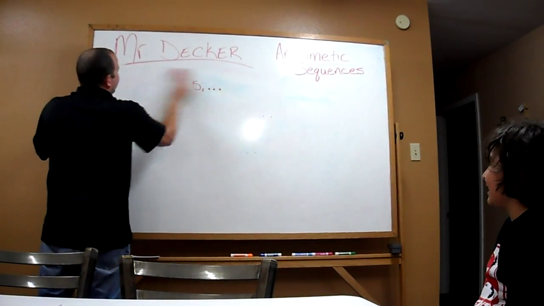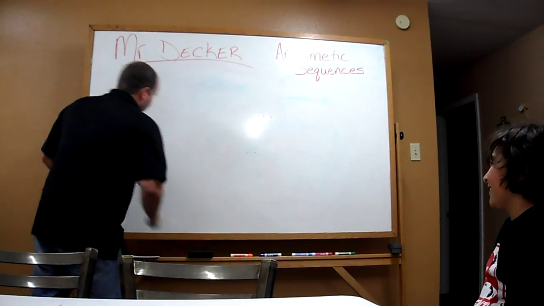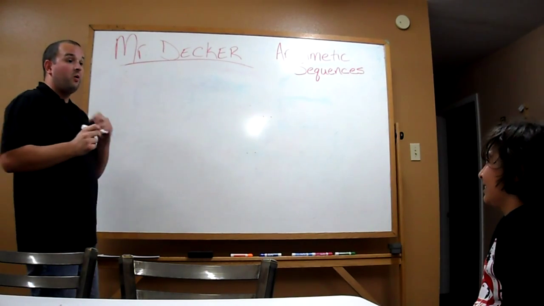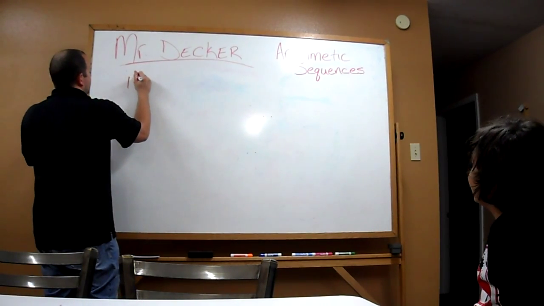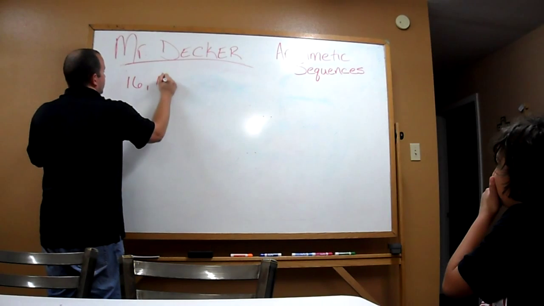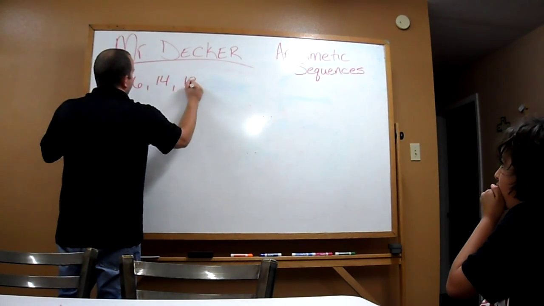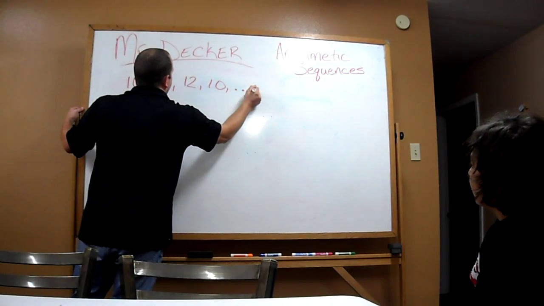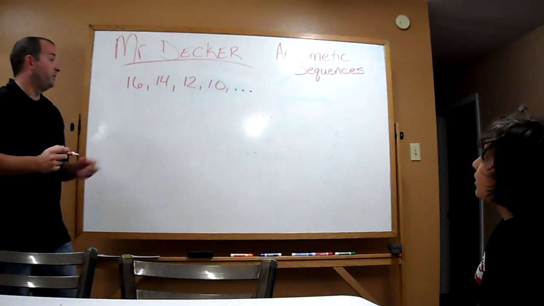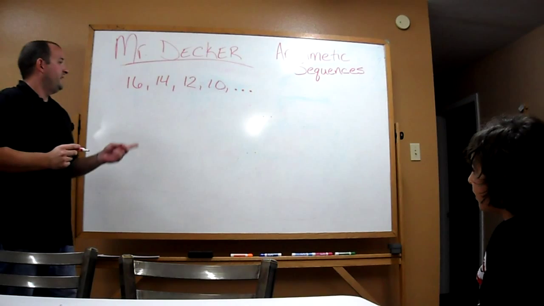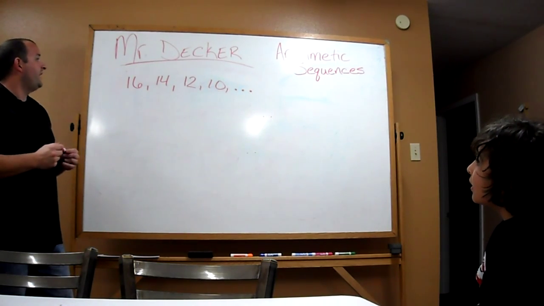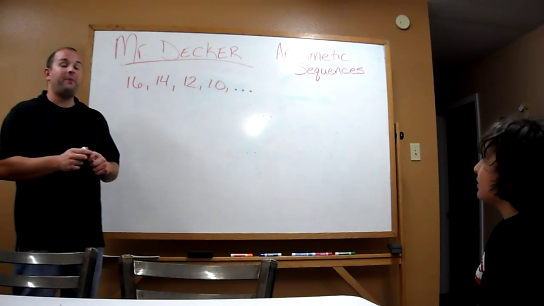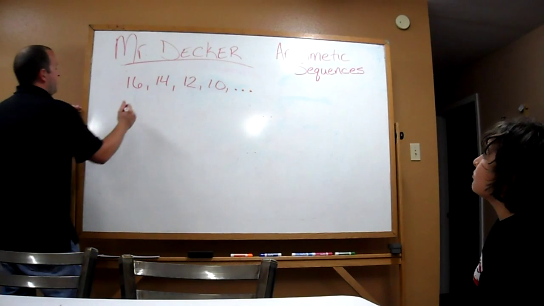That's easy. Alright, so our second sequence we're going to go over is 16, 14. Alright, so our first step is to look at the sequence. And then we're going to try to determine if we can find out what the common sum or the pattern is.